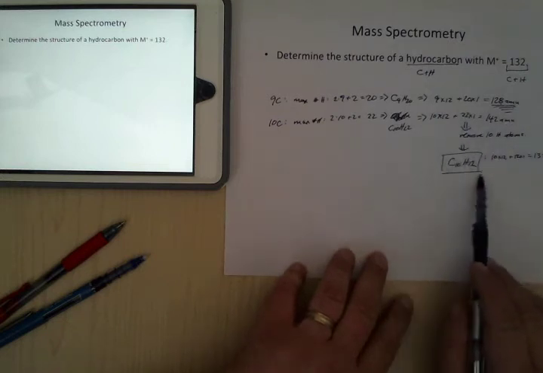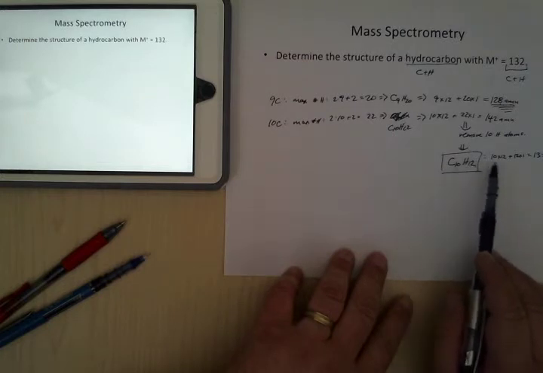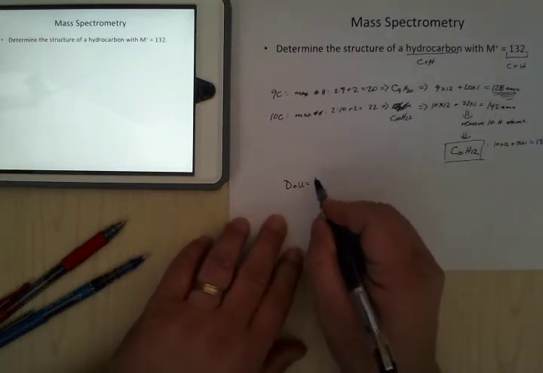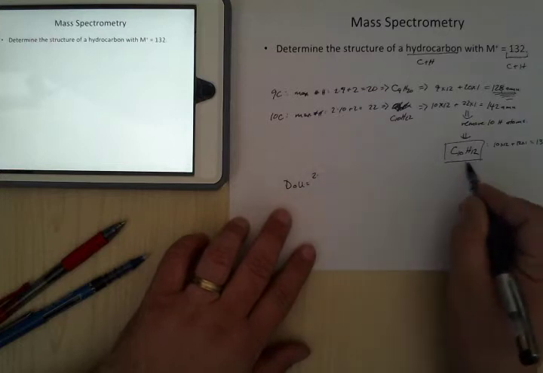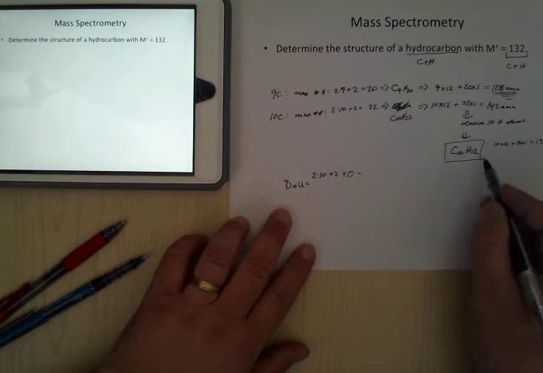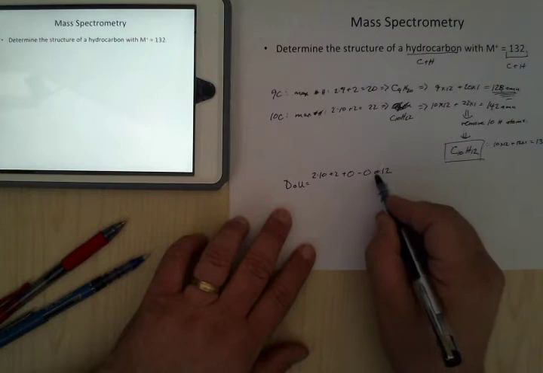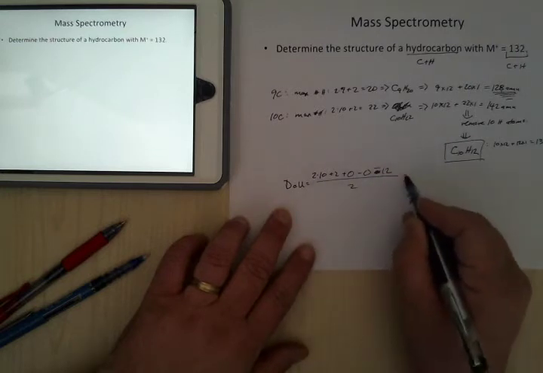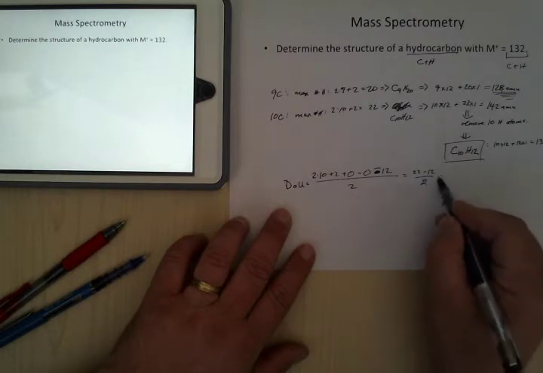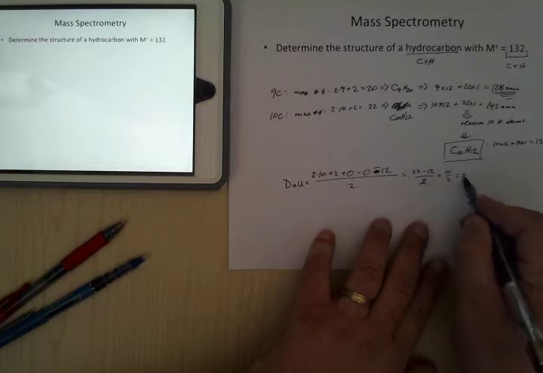Now, that's not the question. The question was not what's the formula, the question was what's the structure. So from here, we use that DOU equation. DOU is equal to 2 times the number of carbons, which is 10, plus 2. There's no nitrogens, there's no halides, but there are 12 hydrogens, so that's a minus. All divided by 2. So 22 minus 12 is 10, divided by 2, which is 5.